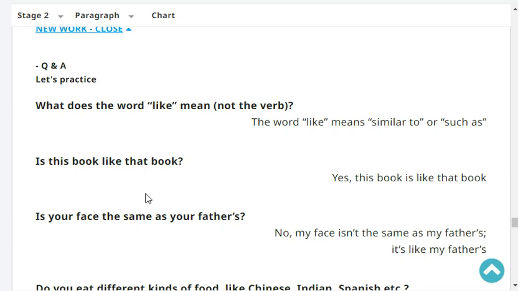Is this book like this book? Yes. That book is like this book.